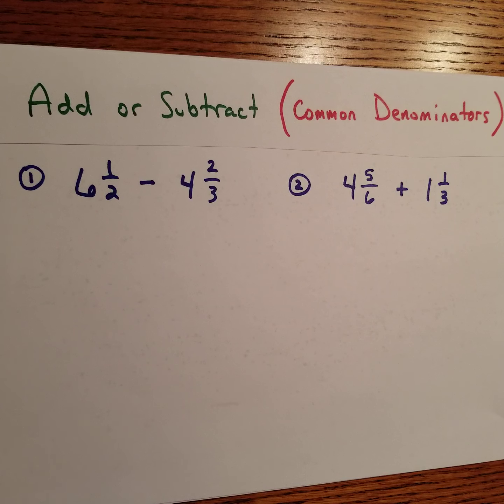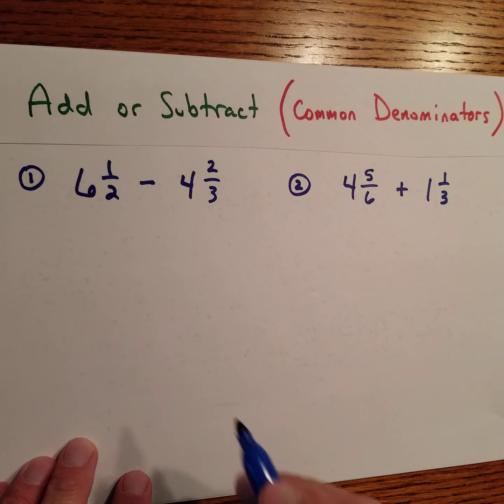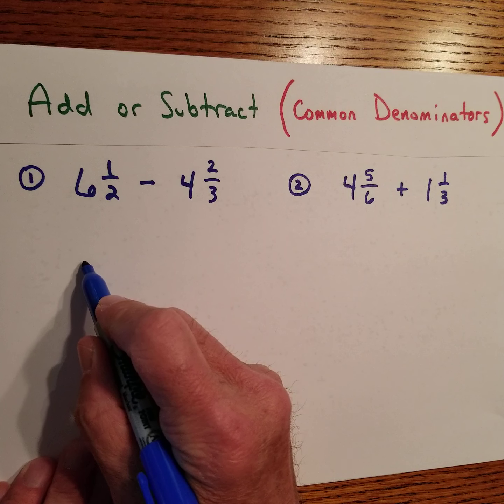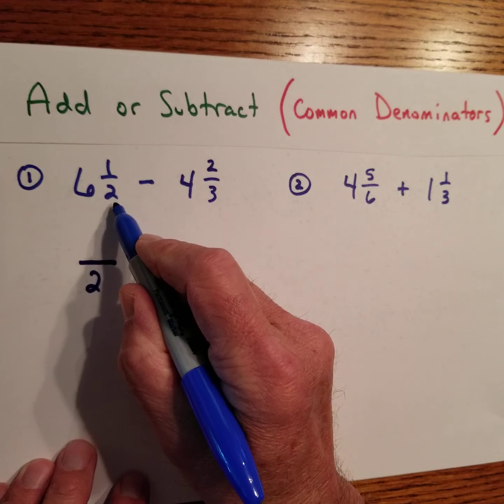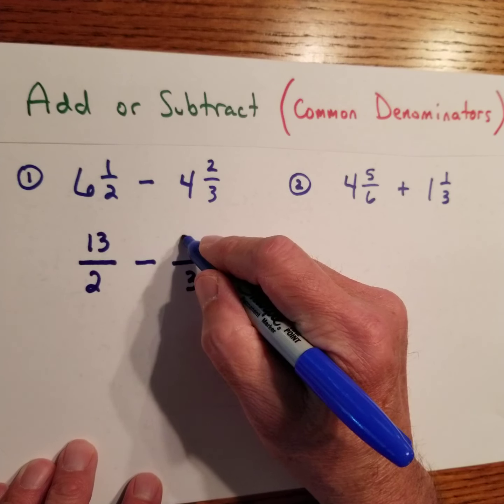You know what I'm going to do. I'm going to change all mixed numbers into improper fractions. Let's change 6½ into improper. 6 times 2 plus 1. And change 4 2/3 into an improper fraction. 4 times 3 plus 2.